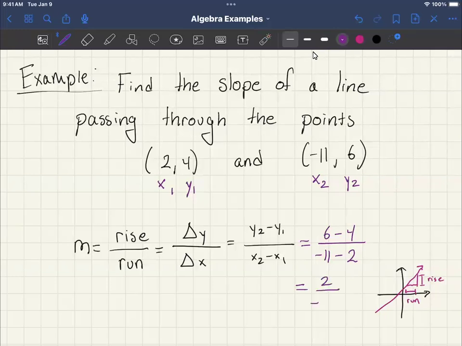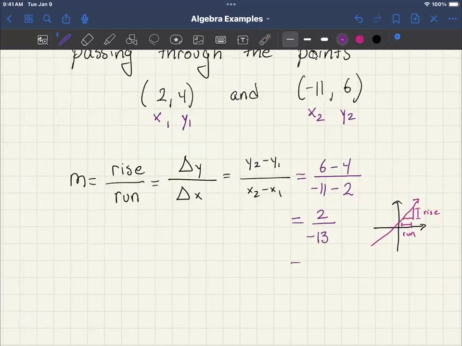In this case, 6 minus 4 is 2. Negative 11 minus 2 is negative 13. So our solution is negative 2 over 13. We can write it a different way if we want to. You can leave the negative sign in the bottom. That's not an issue.